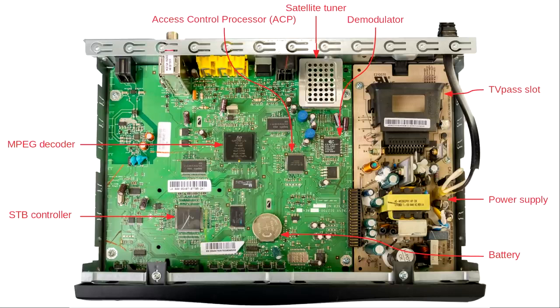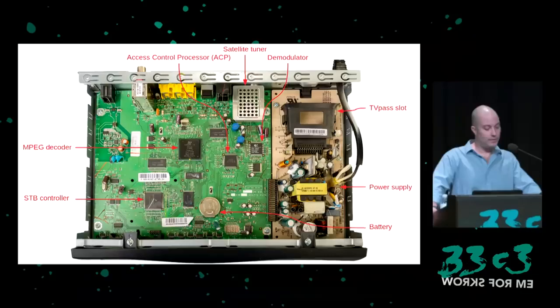A 68K microcontroller acts as the set-top box main controller. It communicates with the MPEG decoder as well as with the ACP via an SPI bus. A battery provides backup power to the ACP, so it will retain RAM contents even when the set-top box is unplugged. There's a TV pass slot near the power supply.